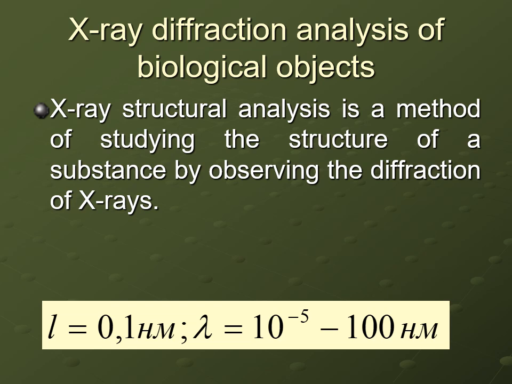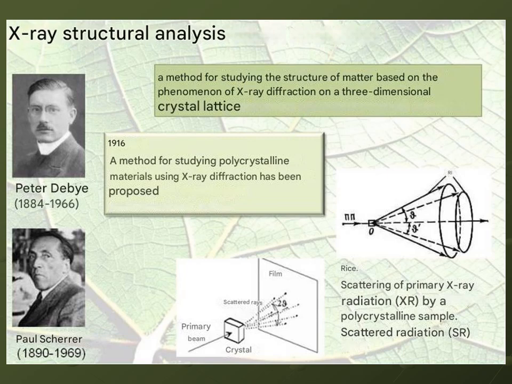Therefore, in this case, X-rays will experience diffraction, that is, they will go around these obstacles. Depending on how the diffraction occurs, we will observe a maximum and a minimum of diffraction, and in this case, we will observe a diffraction pattern. It is shown here that we have an X-ray beam passing through the crystal, and, depending on the structure of the crystal, a certain picture will be observed on the photographic film, for example, where the maxima will be observed.